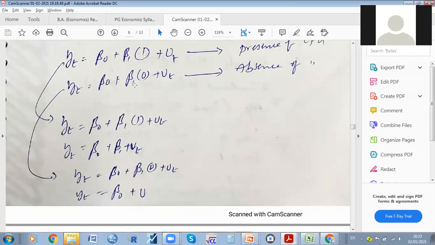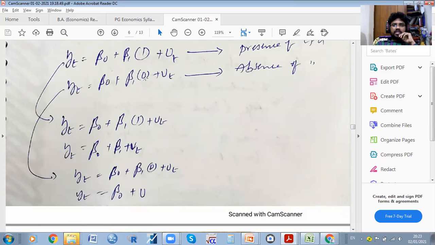Okay, sir, it is understood. 0 is nothing but absence. If you multiply beta 1 by 0, you get 0 only. So in beta 0 + beta 1 into 0 + ut, adding 0 changes nothing, which is why I put it only as beta 0 + ut. Whatever example I give, the slope value applies to presence and absence.